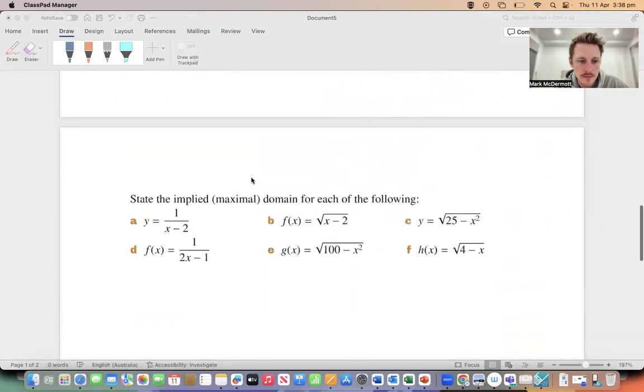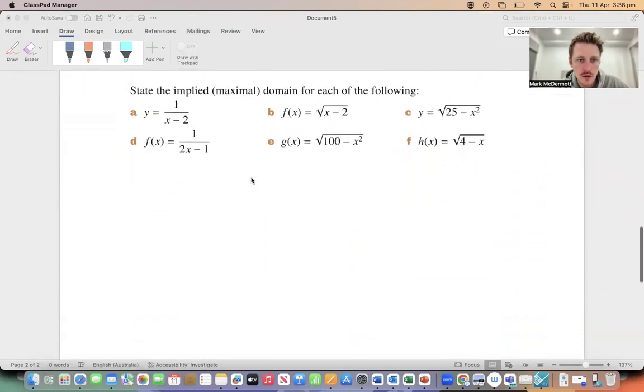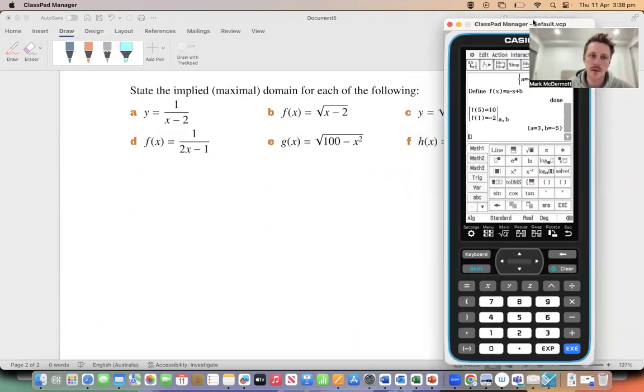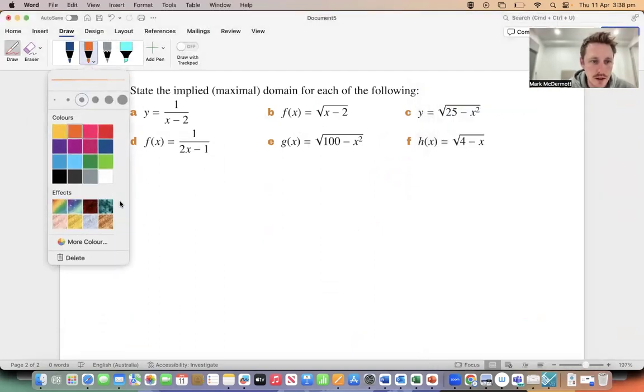Okay, next one. This is a bunch of questions all at once, so let's see if we can make some sense of them. State the implied maximal domain for each of the following. Okay, so we need to think about what these graphs look like. And maybe what we can do is we can sketch them on the calculator. So this first one, A.